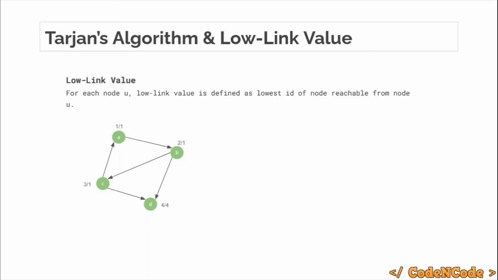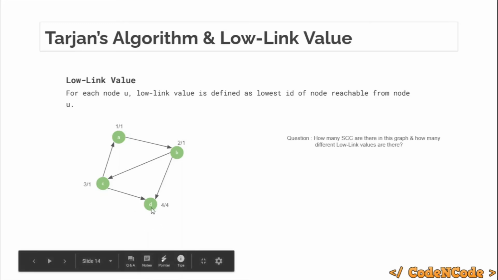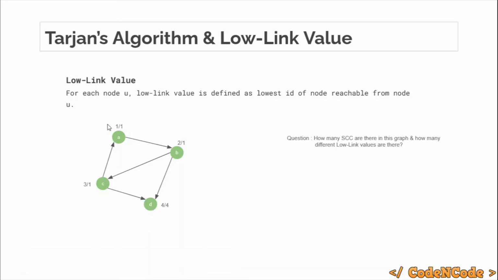Now ask these questions. First, how many strongly connected components do you see in the graph, and how many different low link values do you see? You see there are two SCCs. First, this forms a different SCC and these three nodes form a different SCC. So in total there are two SCCs, and how many different low link values do you see? You see there are two different low link values, 1 and 4.